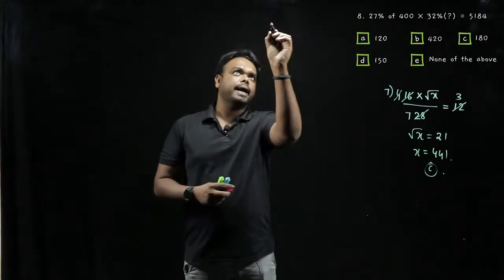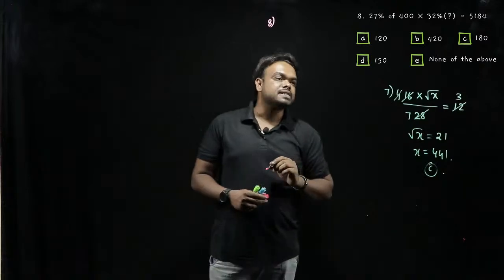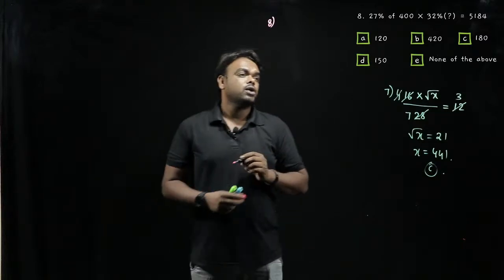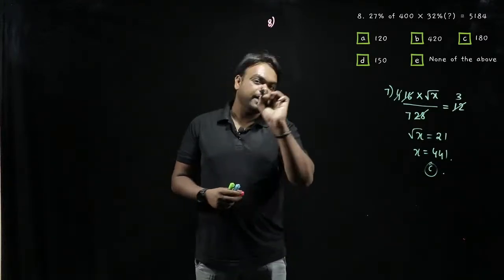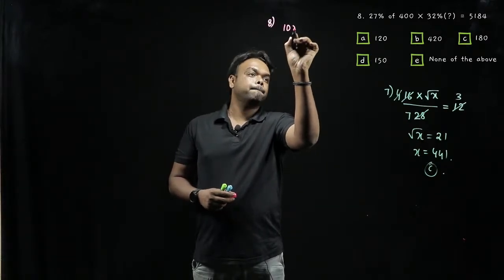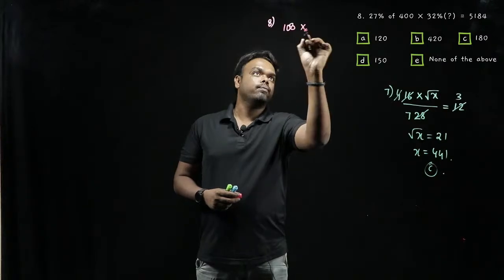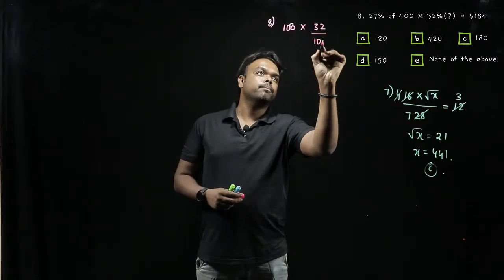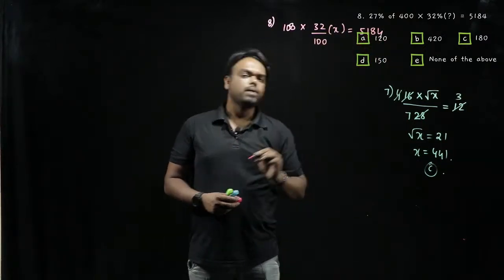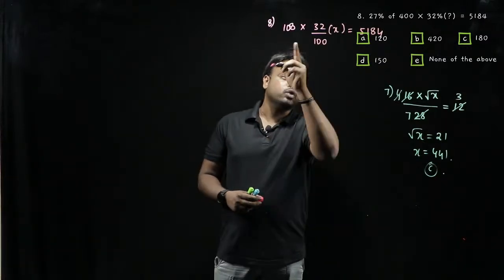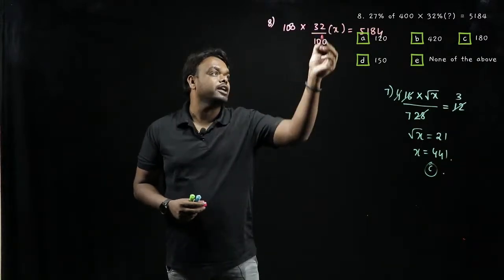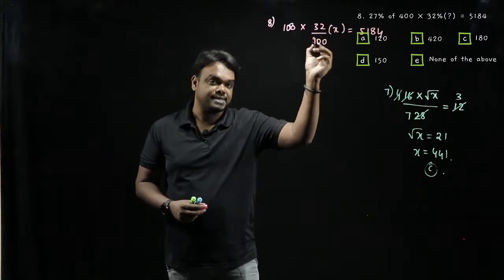Question number 8. What is it? 27% of 400 into 32% of x is equal to 5184. What will I do here? I will directly write this as 108 into 32 by 100 of x is equal to 5184. What have I done? I directly wrote 27% of 400 as 108 and 32% as 32 by 100, and in place of the question mark I wrote x, that is equal to 5184.